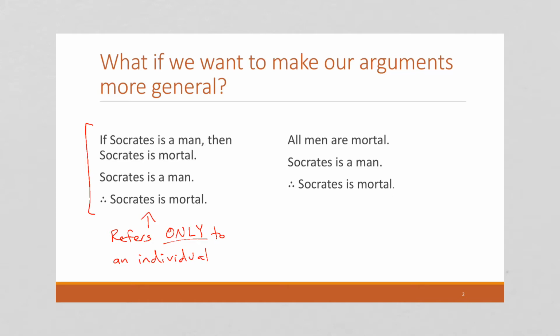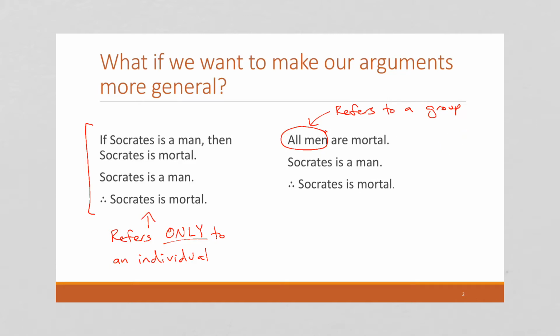Over here, we say all men are mortal. Socrates is a man, therefore Socrates is mortal. This refers to a group. So what is the argument form? Well, maybe we say this first line is P, and the second line is Q, and this is R, so we have P and Q, therefore R. Well, that doesn't make any sense. And in fact, that's not going to work.